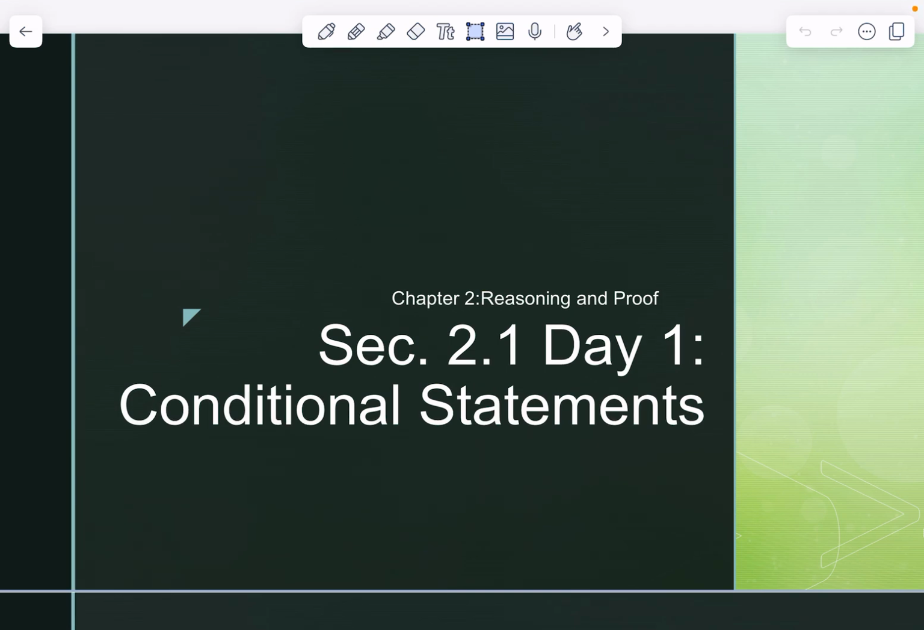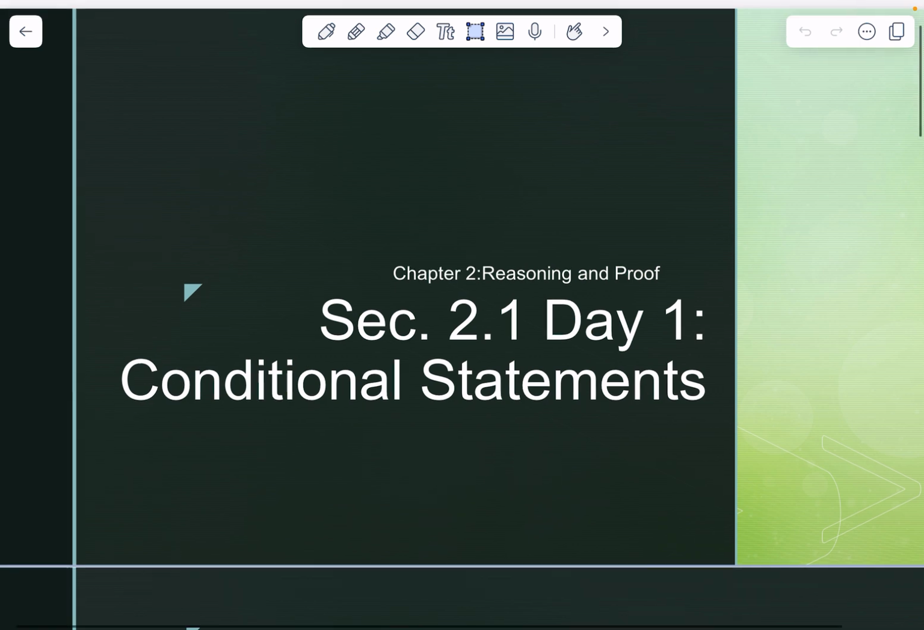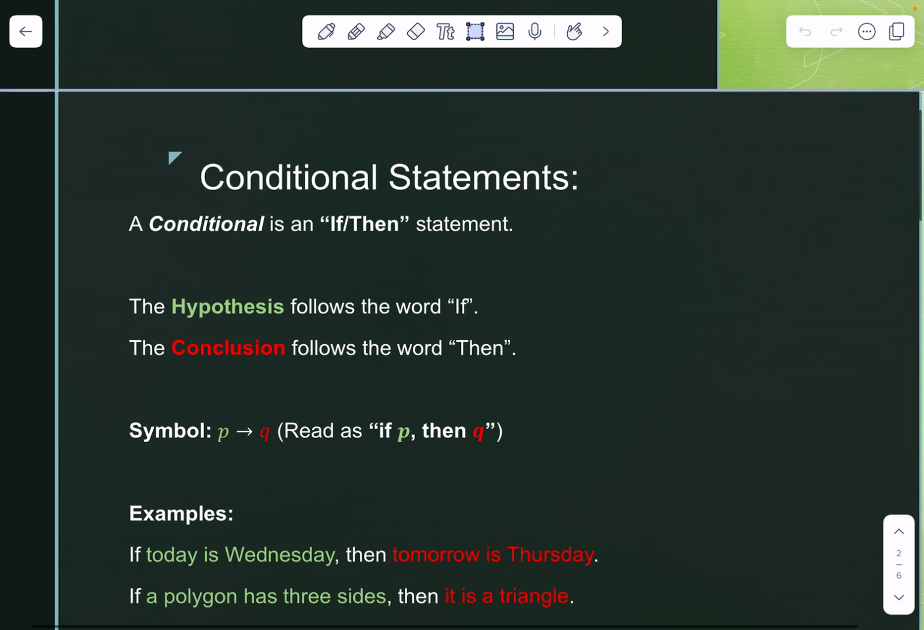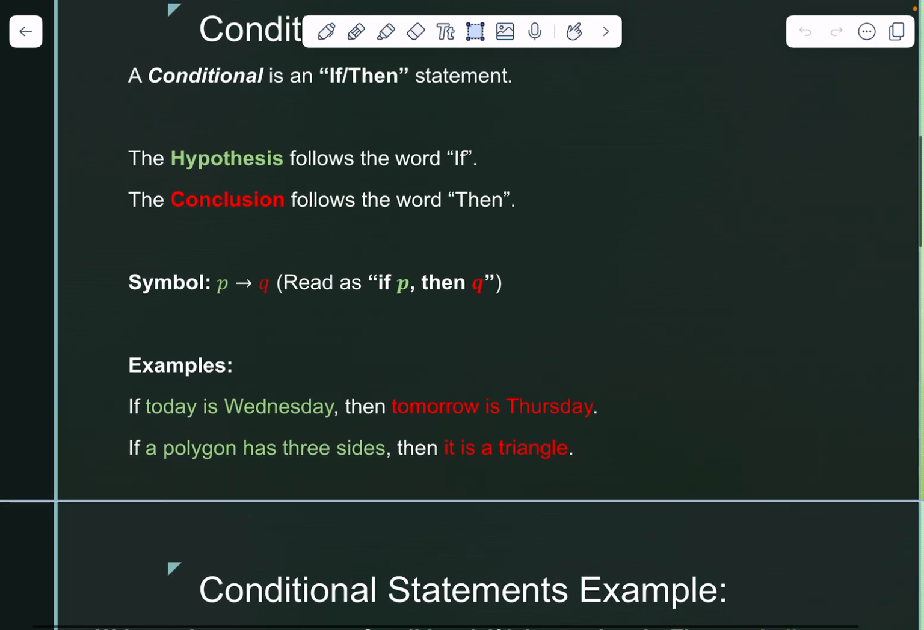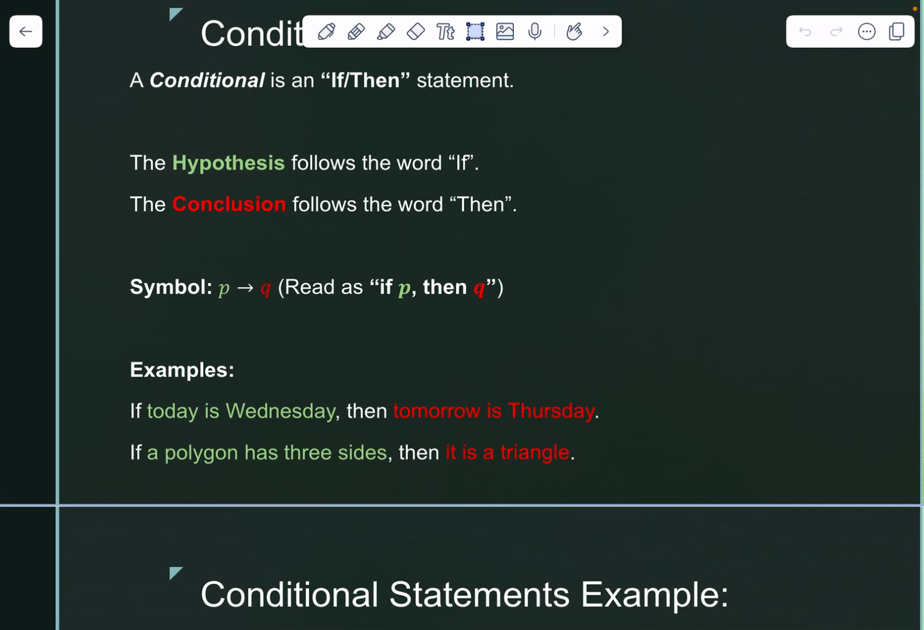We are starting into chapter 2, which is our chapter on reasoning and proof. Today we're going to talk about conditional statements. A conditional statement is simply an if-then statement. The hypothesis follows the word if, the conclusion follows the word then. The mathematics symbol that we use for that is P arrow Q. What we're telling you is the hypothesis is P and the conclusion is Q.